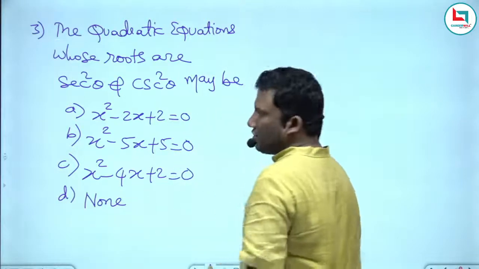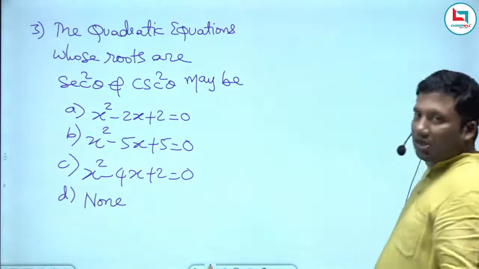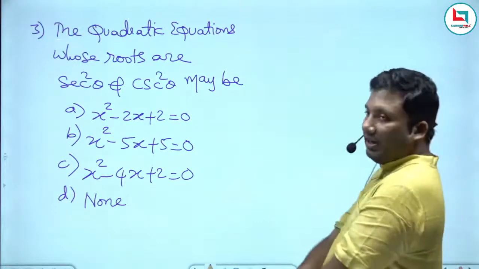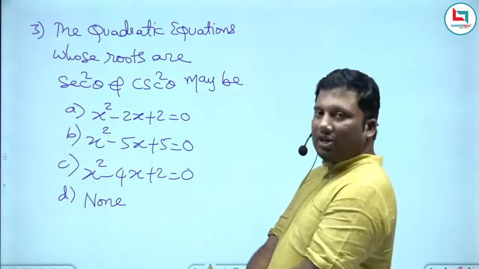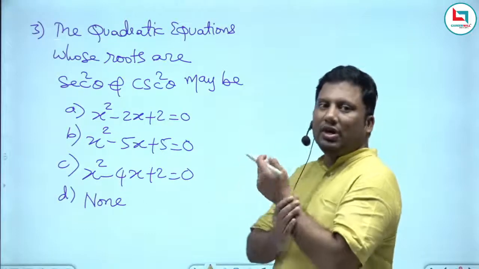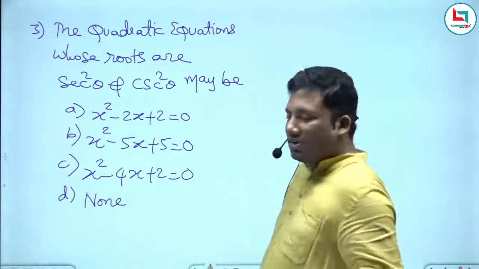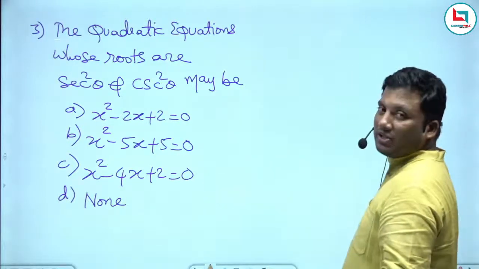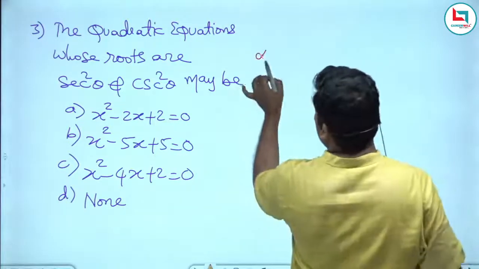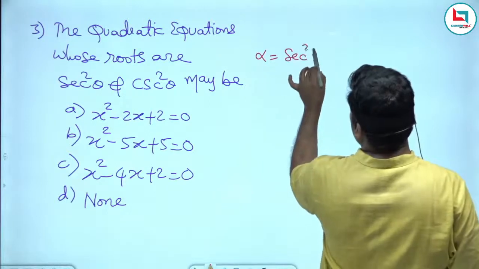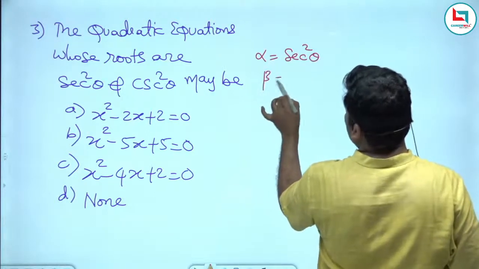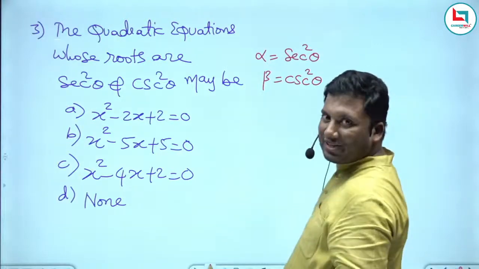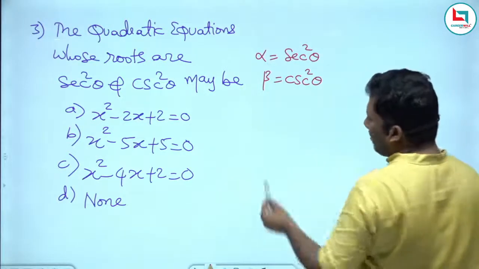Very, very good question, sir. The quadratic equation whose roots are secant square theta and cosecant square theta may be x square minus 2x plus 2 equivalent to 0, x square minus 5x plus 5 equivalent to 0, x square minus 4x plus 2 equivalent to 0. What are the roots? Alpha is secant square theta, beta is cosecant square theta.